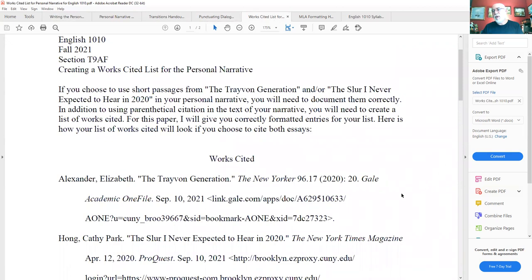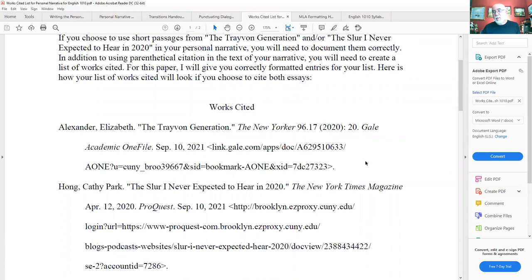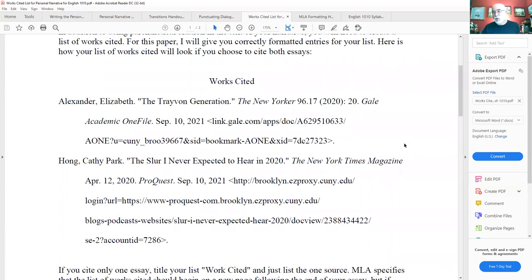Let's do works cited. If you decide that you want to include short passages, please, don't do block quotes. I told you that the last time, right? Short passages, a sentence, maybe shorter than that, from Trayvon Generation or The Slur. You should document it properly, all right? As I discussed in the previous YouTube. For this, I'm going to give you what you need for the list of works cited, right? So here they are. If you decide to quote both of them, please include both of these in your list of works cited, or just one or the other. If you're not going to quote, then you don't need a list of works cited. It's all your work.